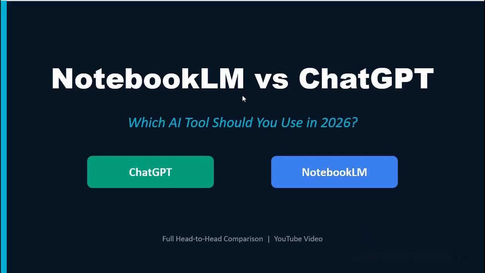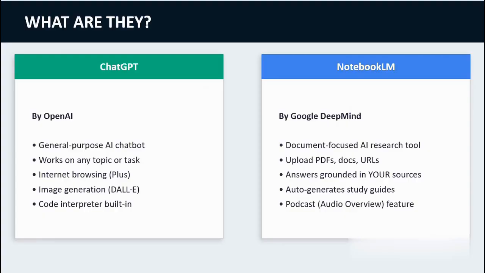So, before getting into the video, let's understand what these two tools really do. Let me quickly explain. Firstly, ChatGPT. ChatGPT is made by OpenAI and it's a general purpose assistant. You can ask literally anything, like write code, draft emails, explain concepts, create stories, etc. And it has internet access on the Plus plan and even on the free version too.